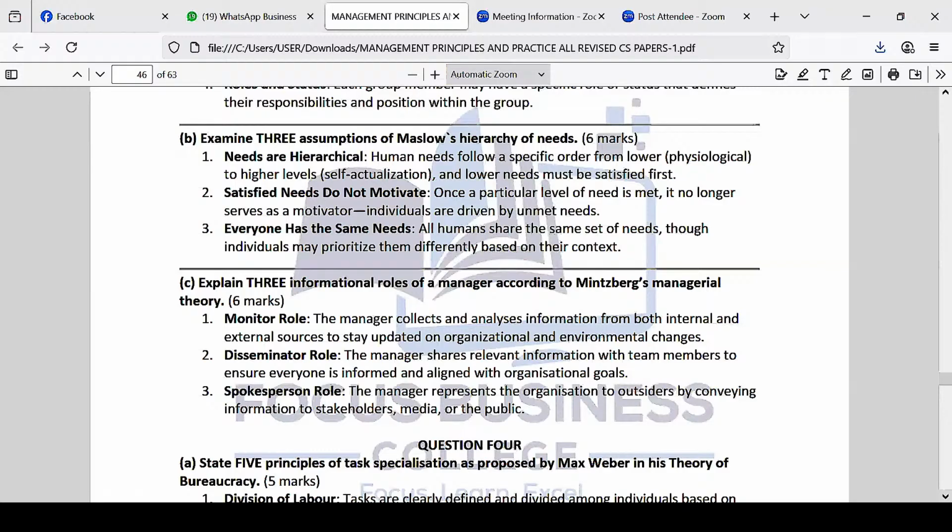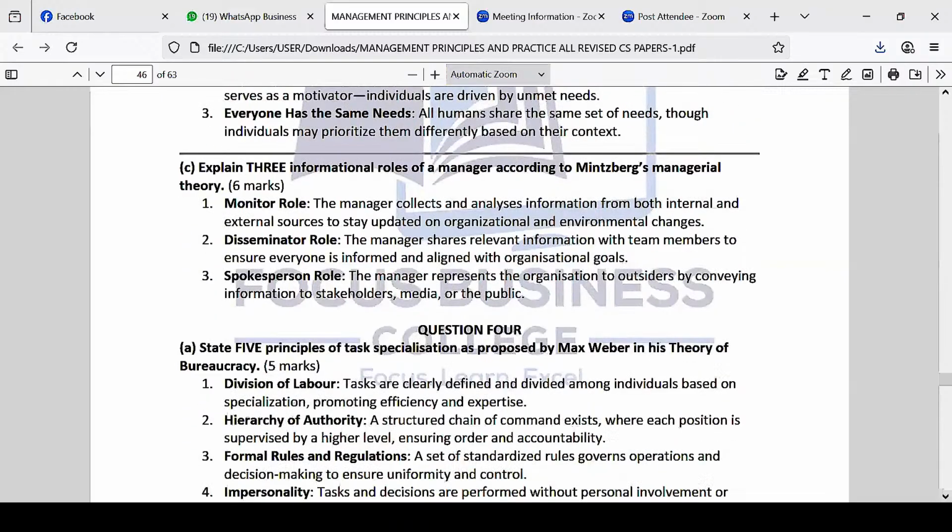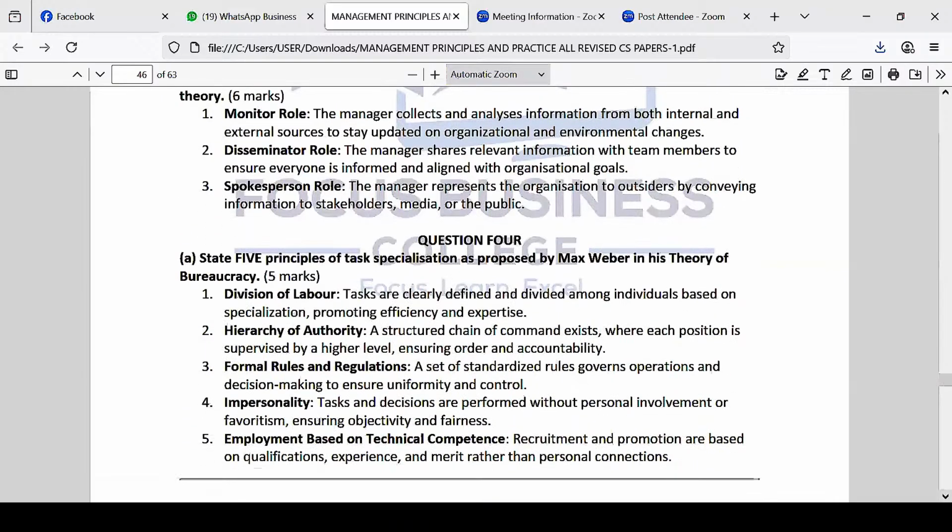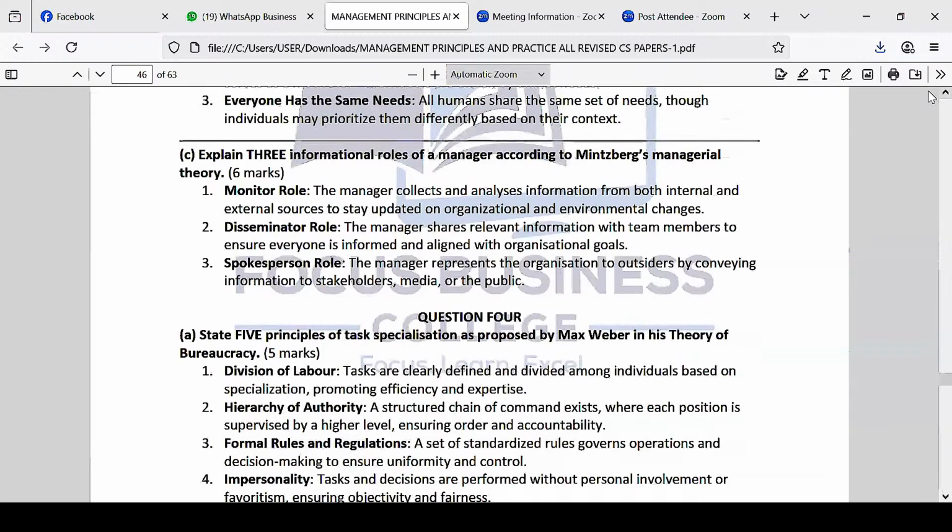The next question is saying, explain 3 informational roles of a manager according to Mintzberg's managerial theory. So Mintzberg was able to classify management roles, I think, into 3 categories. So I think it's 3 or 5 categories. And the one category was what? Talk about informational roles for a manager. What are the 3 informational roles for a manager?